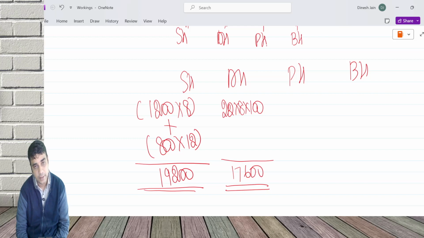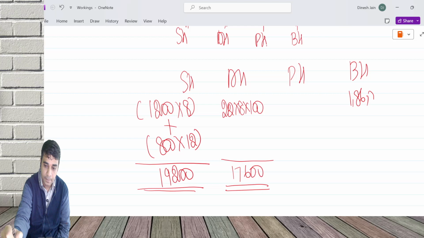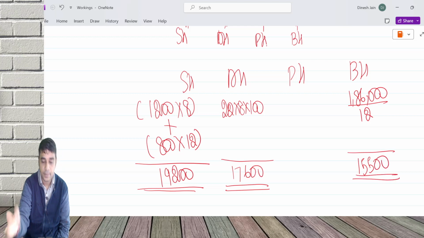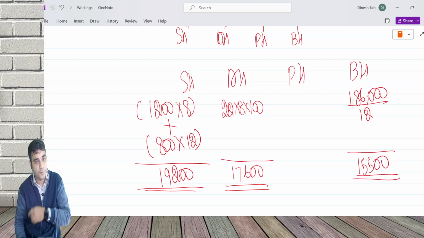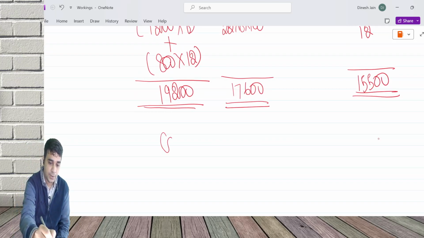Read the question carefully. 1,86,000 is for a year. We are doing calculation for a single month. So 1,86,000 by 12. Any doubts till this? 15,500. 1,86,000 divided by 12 is 15,500.